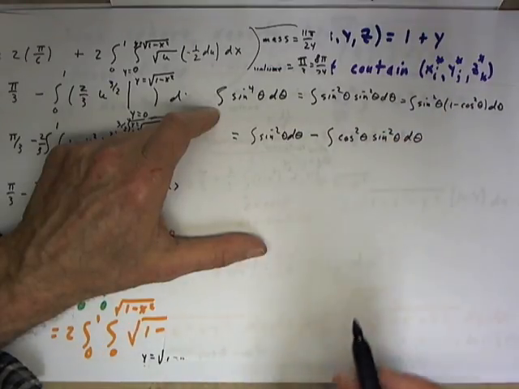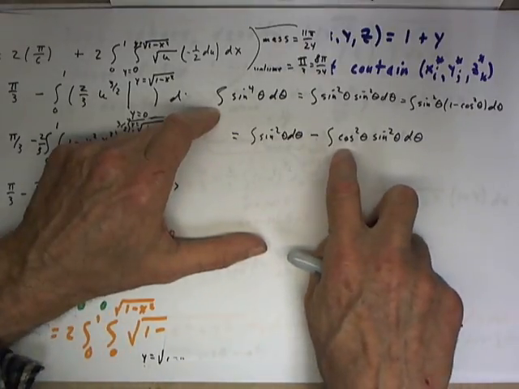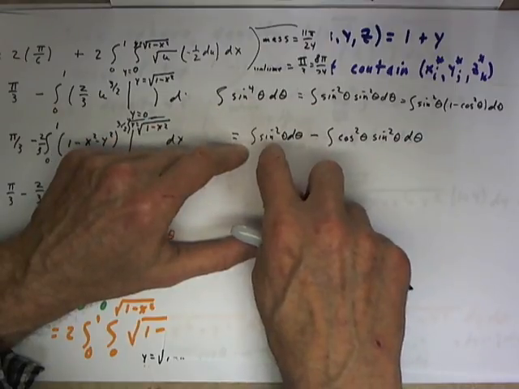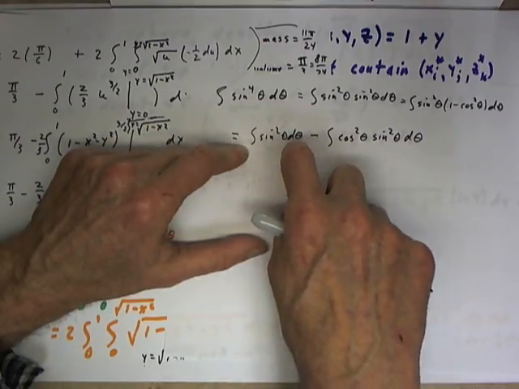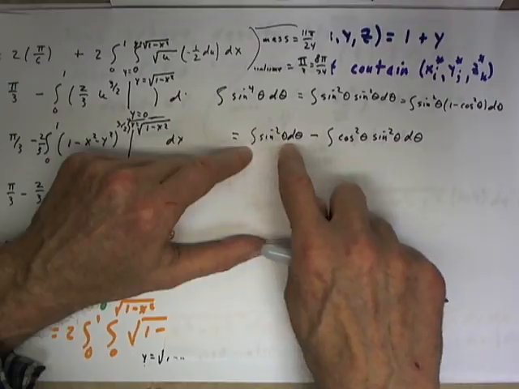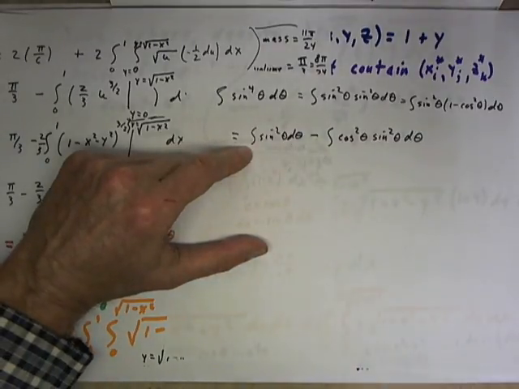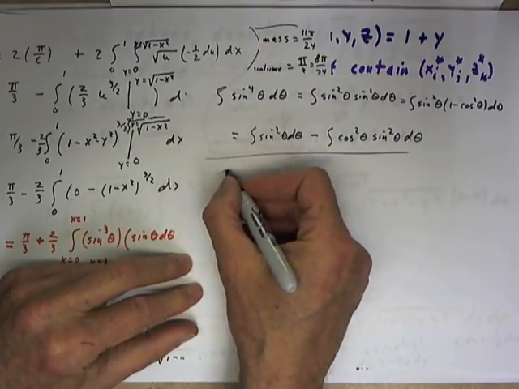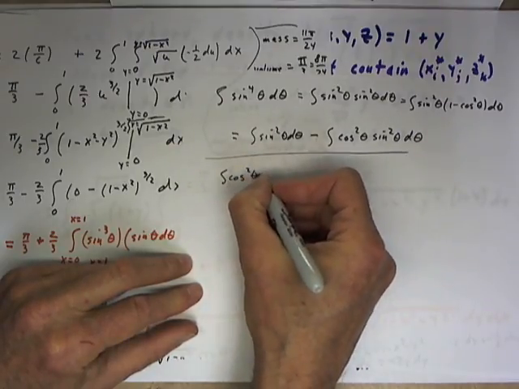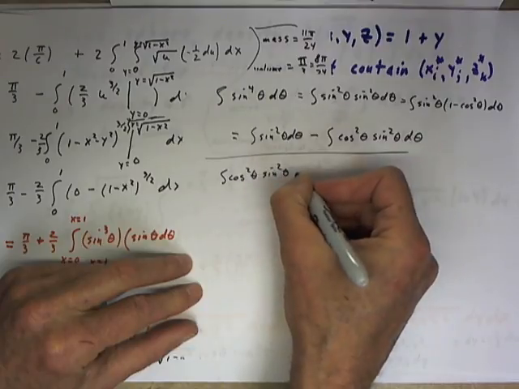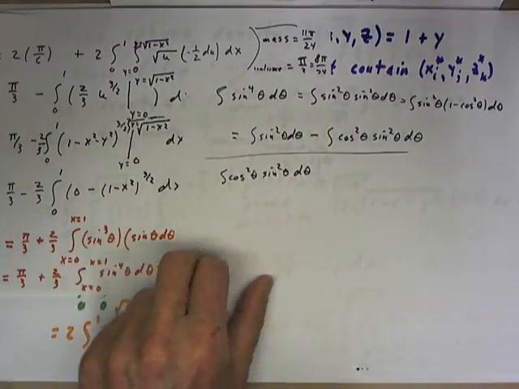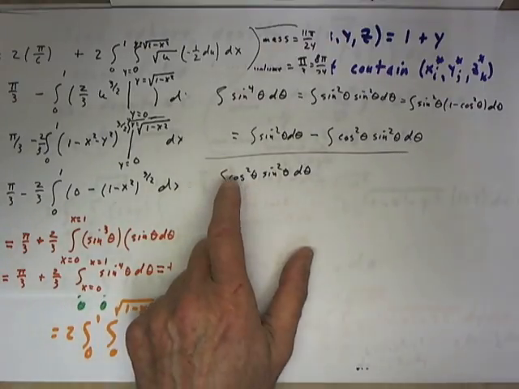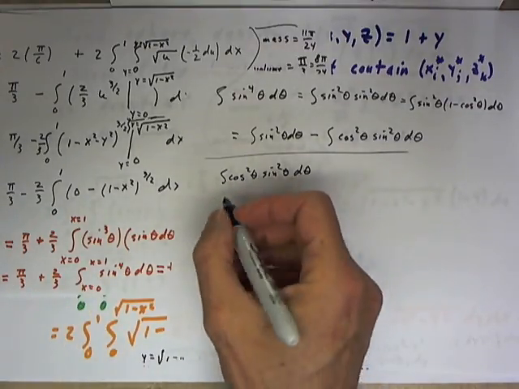with respect to theta. Now, it's not clear that this is progress, but it's clear that we do know how to integrate sine squared theta with respect to theta. We've just seen that in recent examples. Now let's just consider the integral of cosine squared theta sine squared theta d theta. This can be integrated by parts as follows.